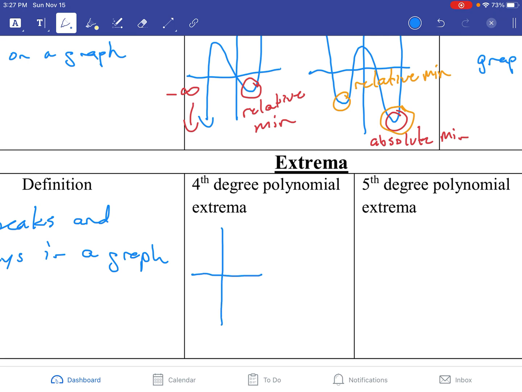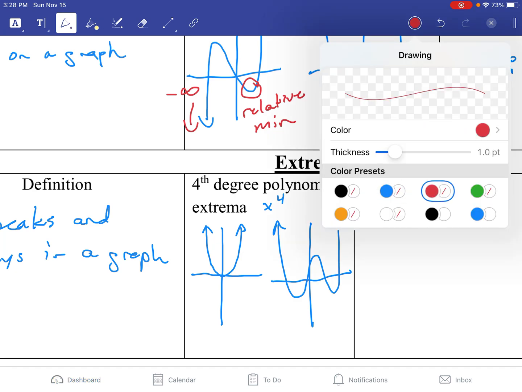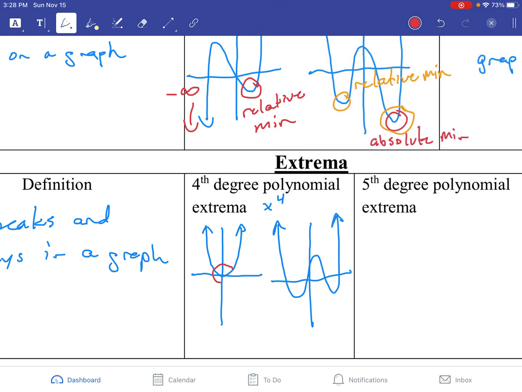Fourth degree. So that means x to the fourth. You could do a couple different things that have x to the fourth degrees. This is one example. Here's another example. Now let's look at the extrema, the relative mins and maxes, as a grand total. When we look at the extrema, we have one absolute minimum. It's the lowest point on the graph.